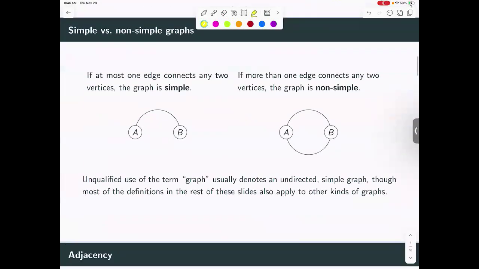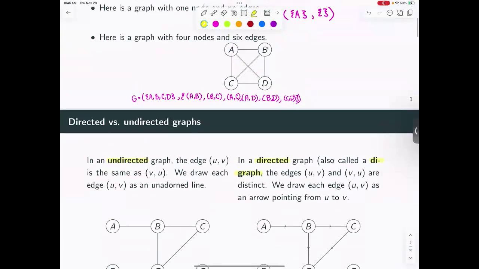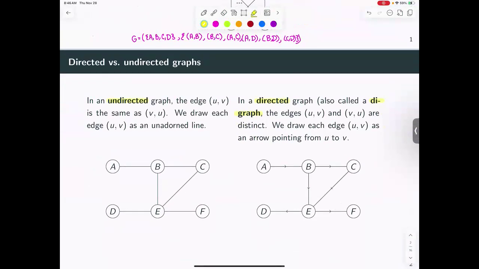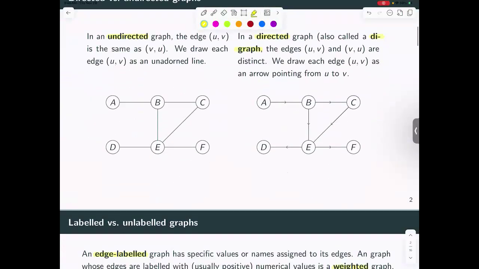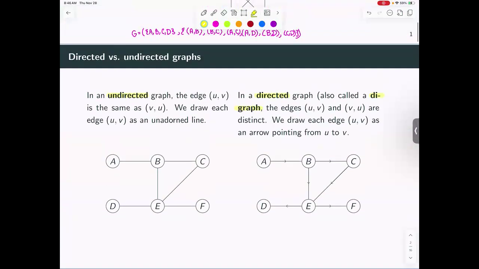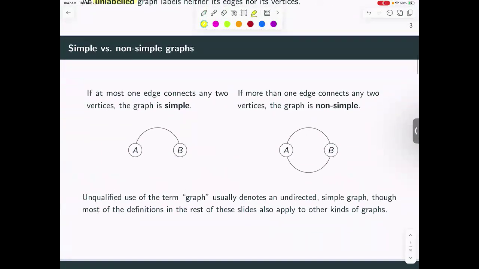There we go. Okay. Now, just as a reminder, each of these terms that we're discussing thus far are independent attributes of a graph. So something could be undirected and labeled, vertex labeled, undirected and edge labeled, undirected and unlabeled, directed and unlabeled, right? There's different combinations and permutations of what we've learned thus far in these definitions. And that holds true for this next set of definitions as well, which is simple and non-simple graphs.